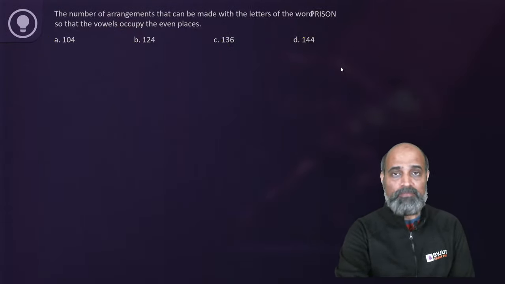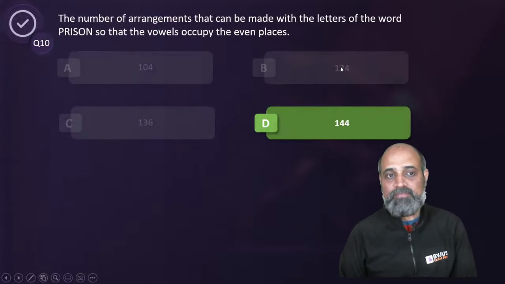शुभम प्रैक्टिस करो, प्रैक्टिस करने से यार सब हो जाता है, ठीक है?